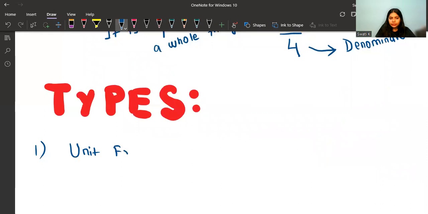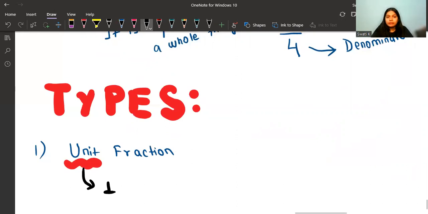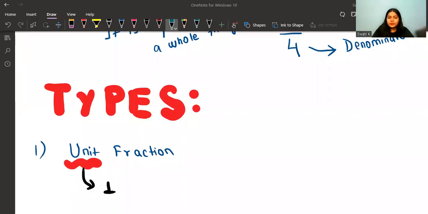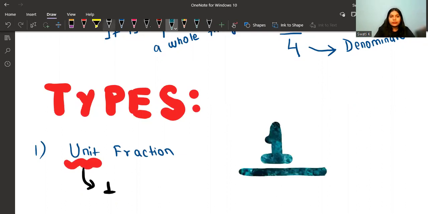Now, what is unit fraction? Here the word unit is 1. What is the meaning of unit? The meaning of unit is 1. And what is unit fraction? So all the fractions where the numerator is 1 and denominator is any positive integer, such fractions are called unit fraction. So for example, the general form is going to look like this: 1 over any positive integer.